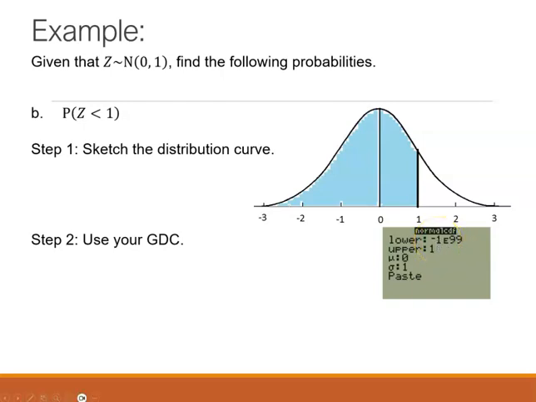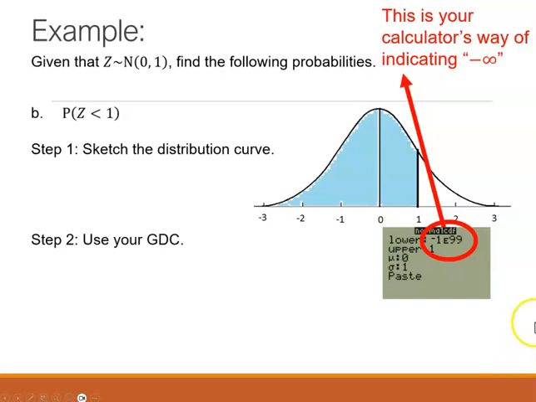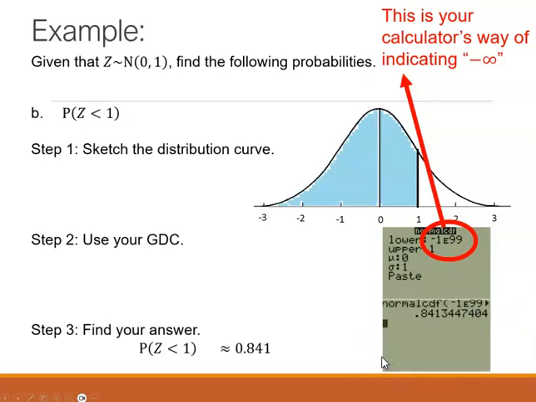To get that scientific notation E, you press second and the comma is where that guy lives. And so we get about 84%. So far, so good.